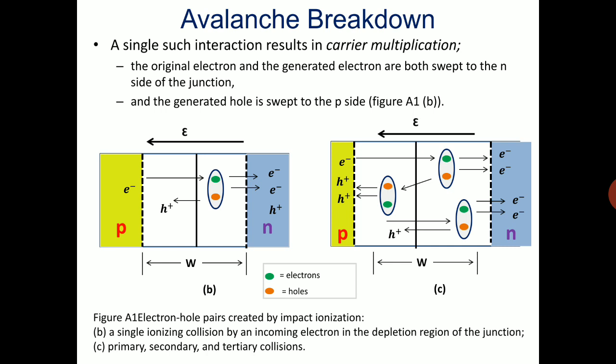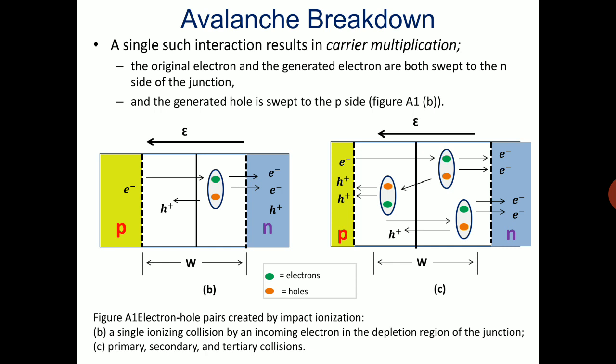When the charge carriers move from p to n and n to p, they collide, and they give rise to a new kind of charge carriers, and these new charge carriers lead to electron hole pair generation. We have plotted the different stages of collision, and we can see the charge carriers are getting multiplied. What is happening? The charge carriers are getting multiplied.